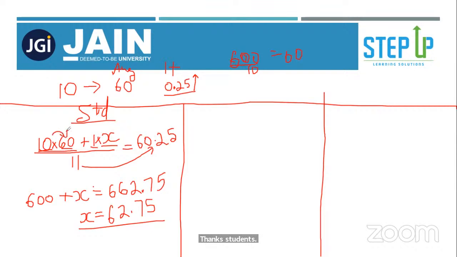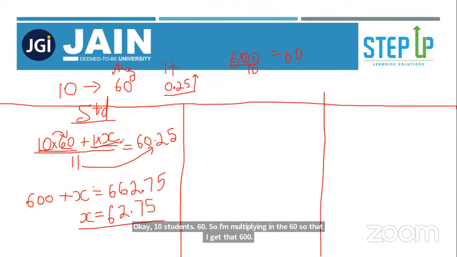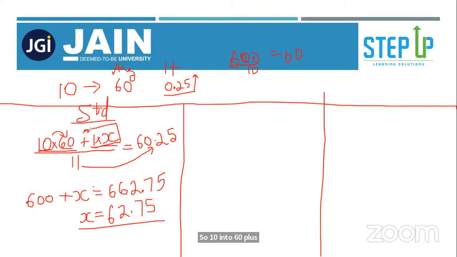Okay, 10 students, 60. So I'm multiplying by 60 so that I get that 600. So 10 into 60 plus one new student, we don't know the mark, we are taking it as X. So divided by, to find an average, always divide by the total members. Now 10 students plus one student, total is 11 members. So divided by 11, it should give me 60.25.